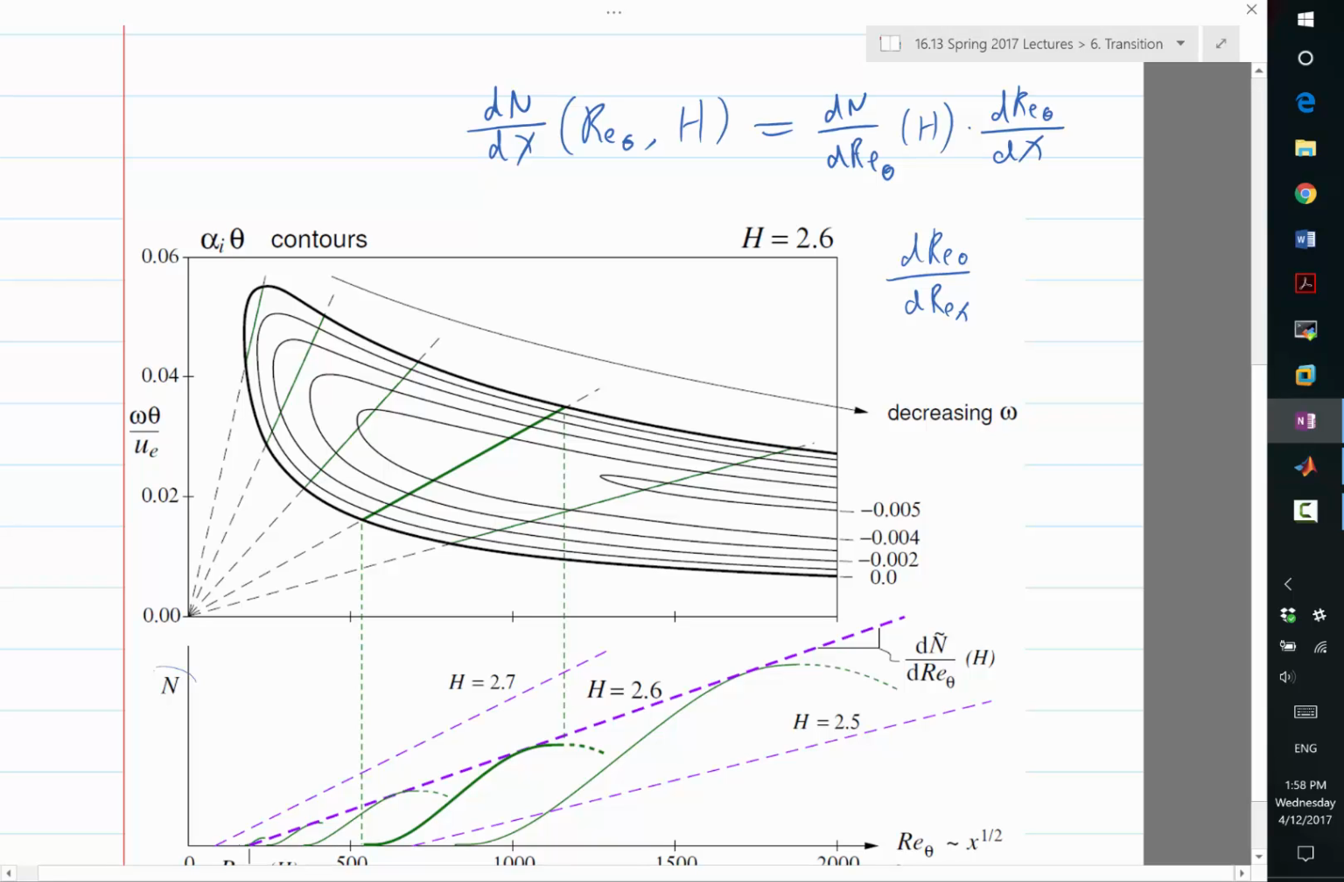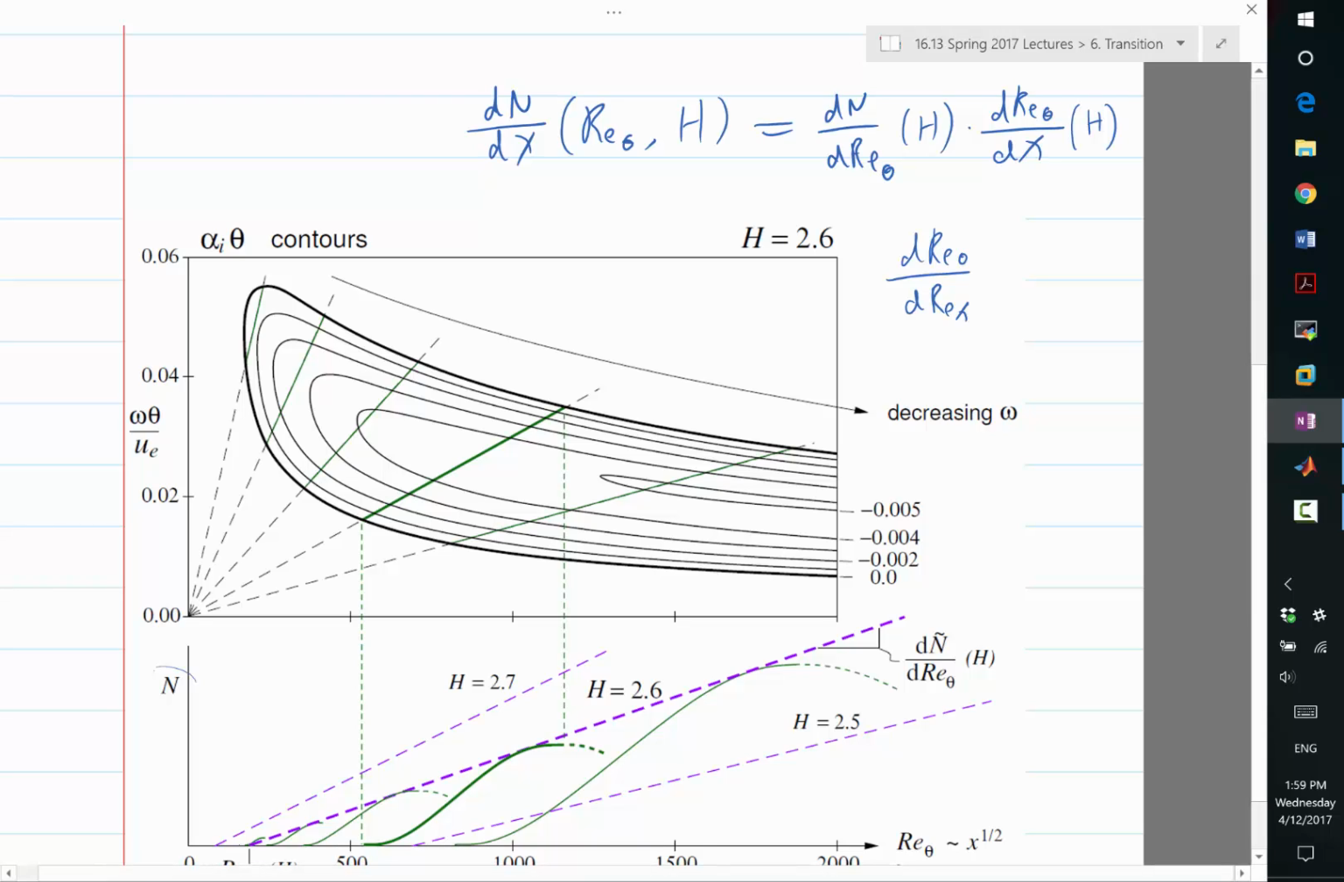If we normalize everything, so let's see. dRe theta/dx is a function of H, and it is also inversely proportional to theta. dRe theta/dx would be d theta over dx.